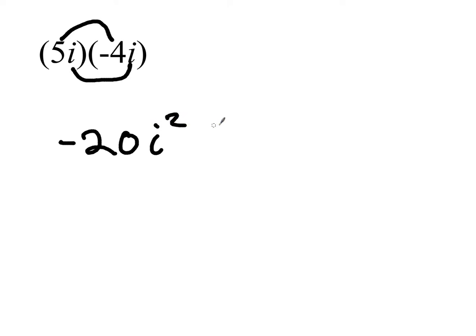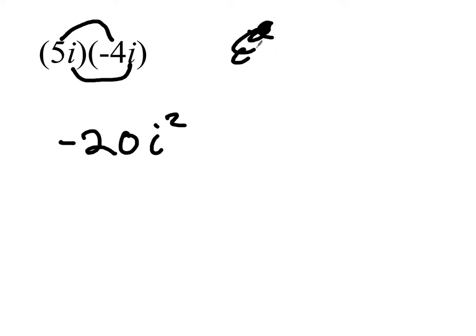Now let's talk about how you multiply complex numbers. Multiplying complex numbers is similar to adding complex numbers. You multiply the real parts and you multiply the imaginary parts. So if I do 5 times negative 4, that gives me negative 20. If I do i times i, that gives me i squared. Now we're not quite done here, and this is the reason why.